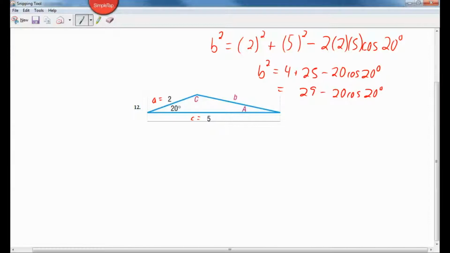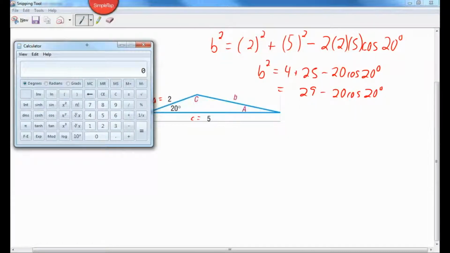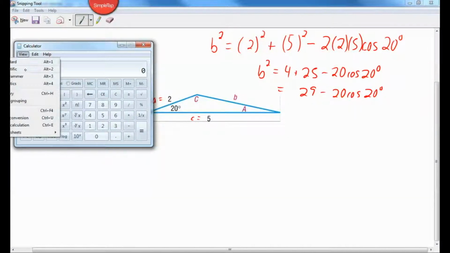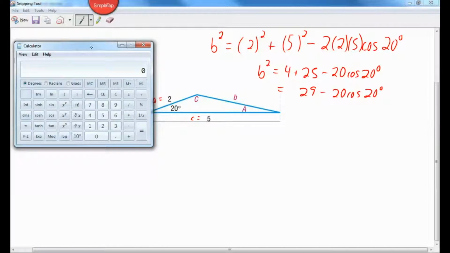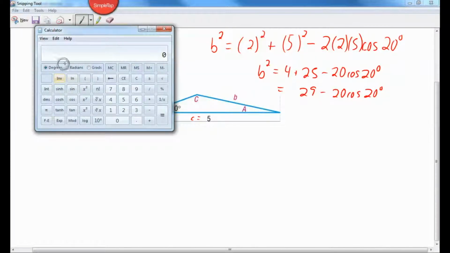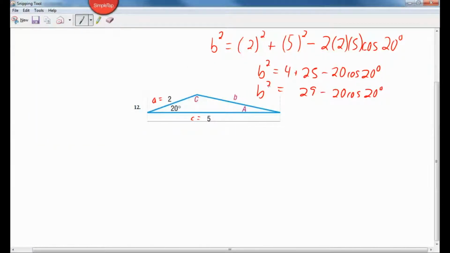So you can use your calculator. I'm going to pull up the Windows calculator. Make sure that you're in scientific mode if you're using a Windows calculator, and make sure that you have it in degree mode because we're using degrees. So this is what B squared equals. This isn't what B equals.